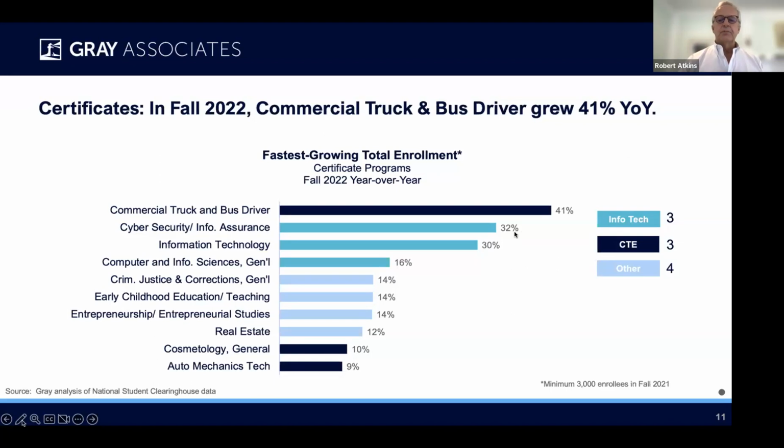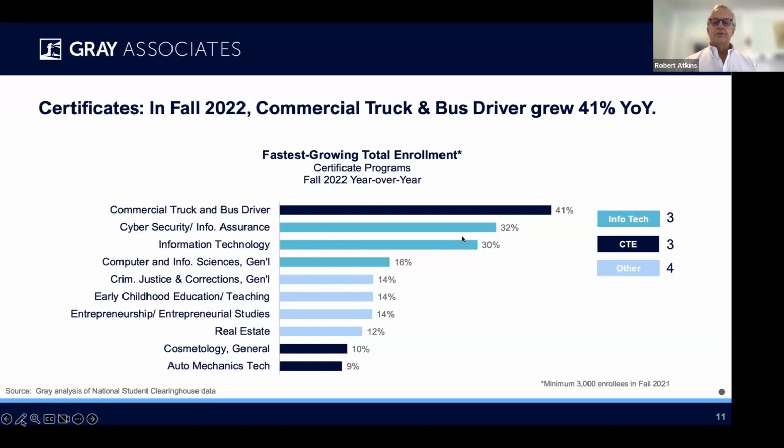Next in our groupings, we have infotech with 3 programs in the top five: cybersecurity, IT, and computer and information sciences general. And, again, sort of spoiler alert, keep an eye out for cybersecurity. It does well at all degree levels in any way you want to look at it.